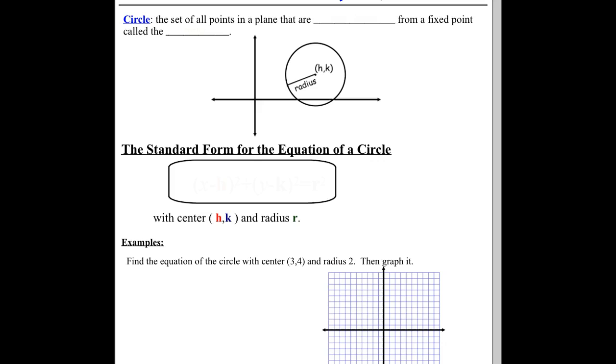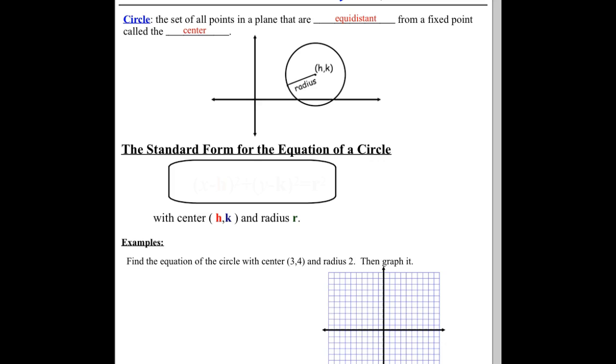Yes? So a circle by definition is the set of all points in a plane that are equidistant, or the same distance, from a fixed point called the center. Okay? So the points that make up that outer circle are all the same distance from the center, and that distance would be considered the radius of the circle. Okay?